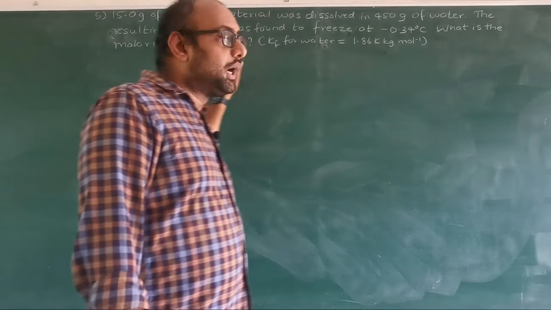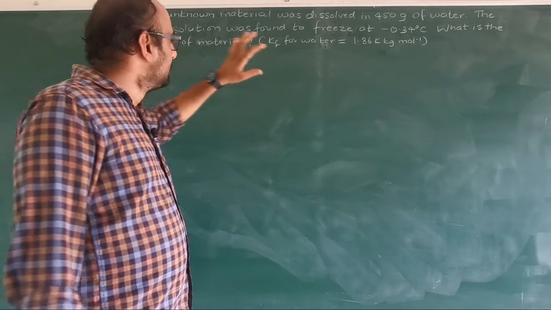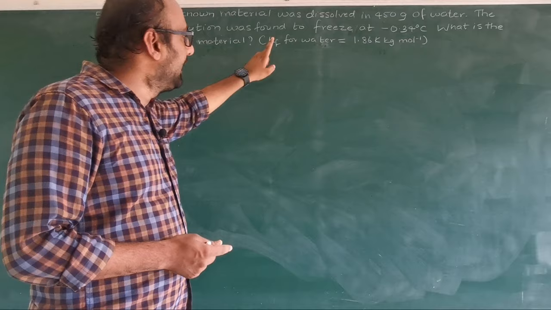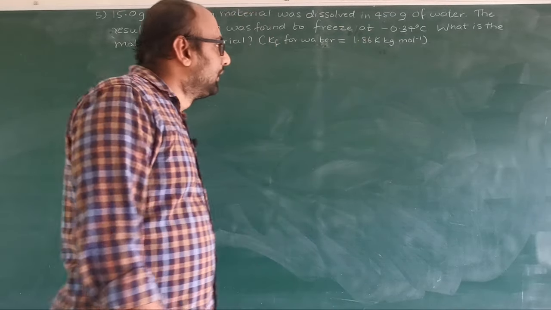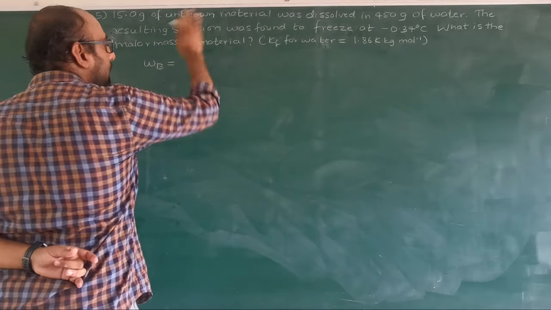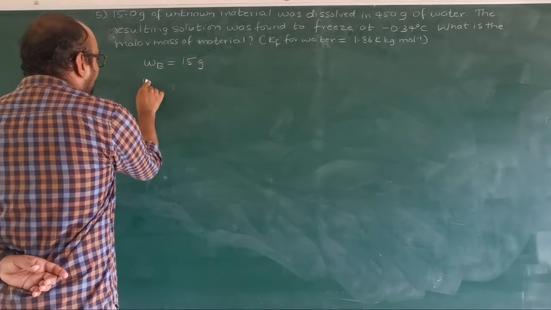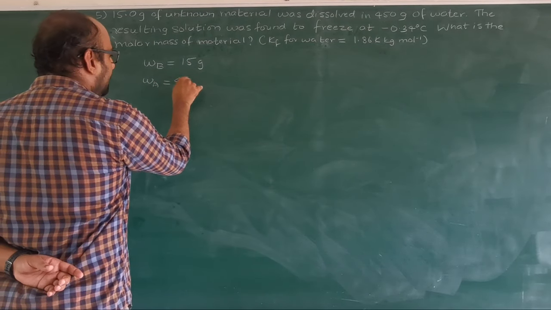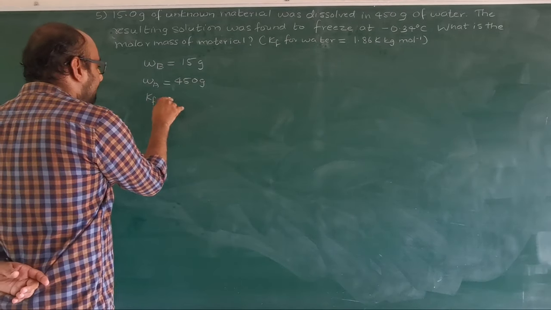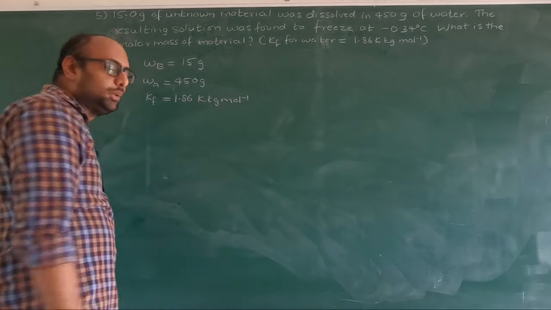Now, what is the molar mass of the material? Material means it is the solute here. The solute is dissolved in water. So you have to calculate the molar mass of the material or molar mass of the solute. Kf constant value is given, that is 1.86. Now, first, mass of the solute, mass of the unknown material Wb, that is 15 grams. Then mass of the solvent, that is water, it is 450 grams. Then the value of Kf is given, that is 1.86 Kelvin kg per mole.